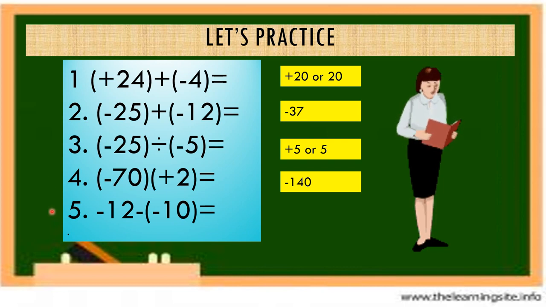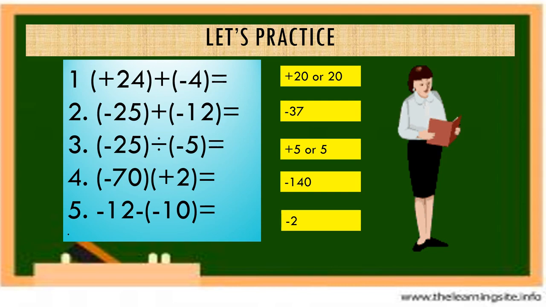And for the last number, we are in subtraction. The rule in subtraction is to change the sign of the subtrahend and proceed to addition of integers. Therefore, the result is negative 2.